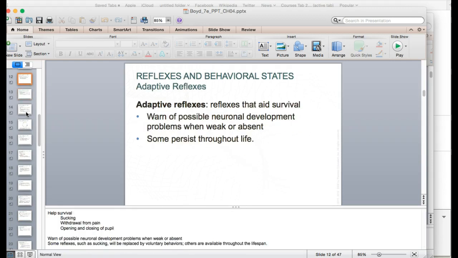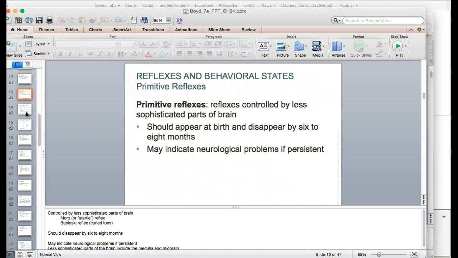Of course, reflexes. Adaptive reflexes are reflexes that aid survival. Some of these occur throughout the lifetime. They warn of possible neuronal development problems when weak or absent. So adaptive reflexes speak on reflexes that are learned, in comparison to primitive. Those are ones that are instilled in our brain. And these are reflexes that are controlled by less sophisticated parts of the brain. They should appear at birth and disappear by 6 to 8 months.